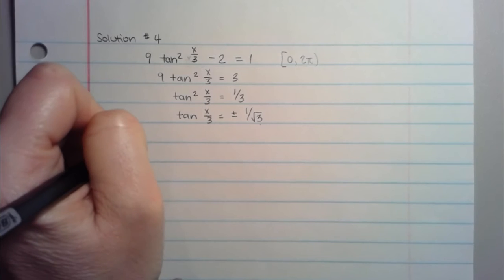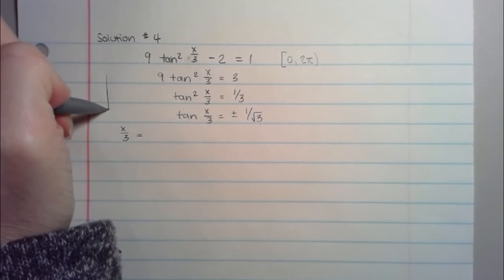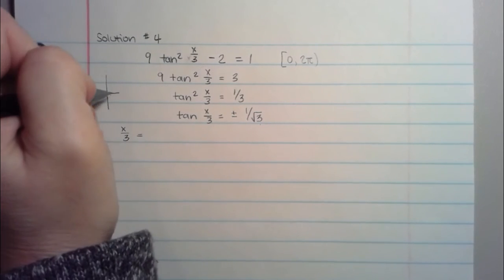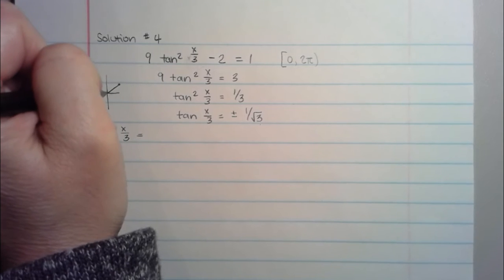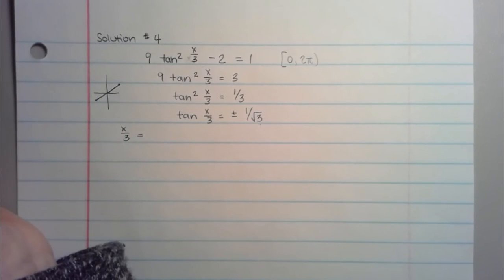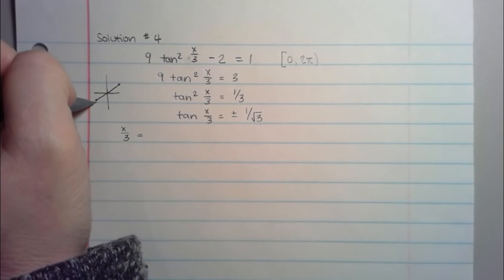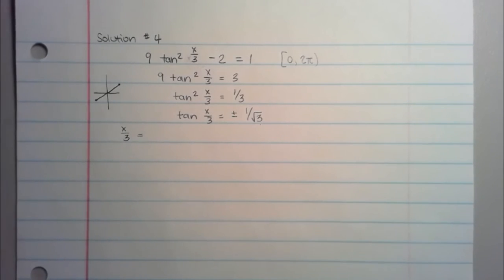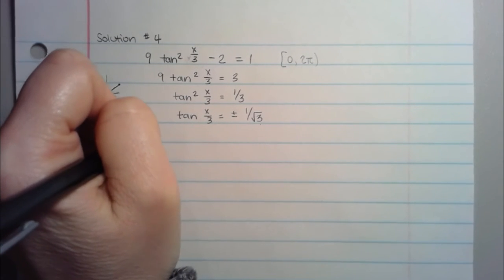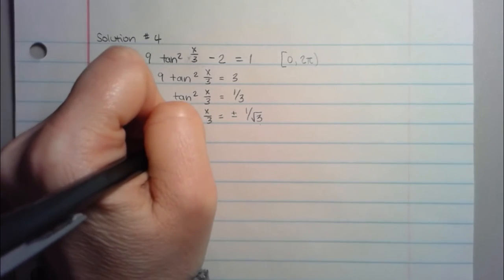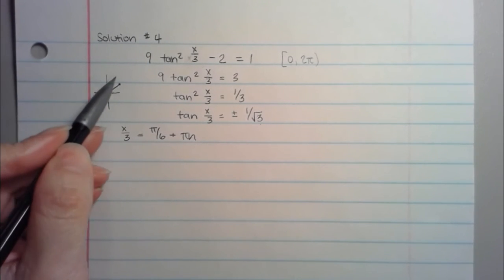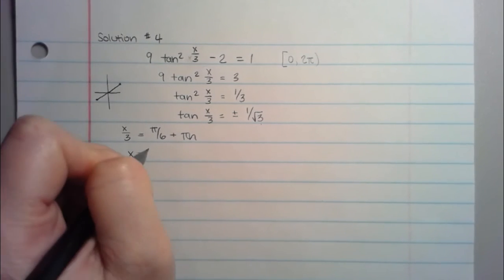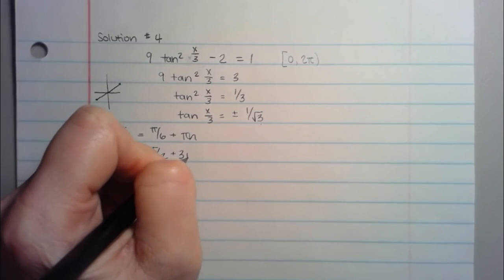So x over 3 could equal, let's take a look, the positive 1 over root 3 would be at 30 degrees, or pi over 6. And then again, in quadrant 3, when we add pi n to that, we get 7 pi over 6. So this would give us pi over 6 plus pi n, because these are pi apart. The period of tangent is pi, so that's what you're adding. So to get x by itself, we'd end up with pi over 2 plus 3 pi n.